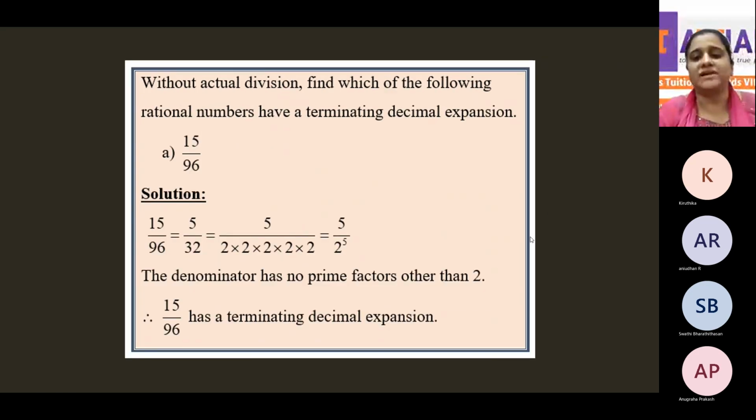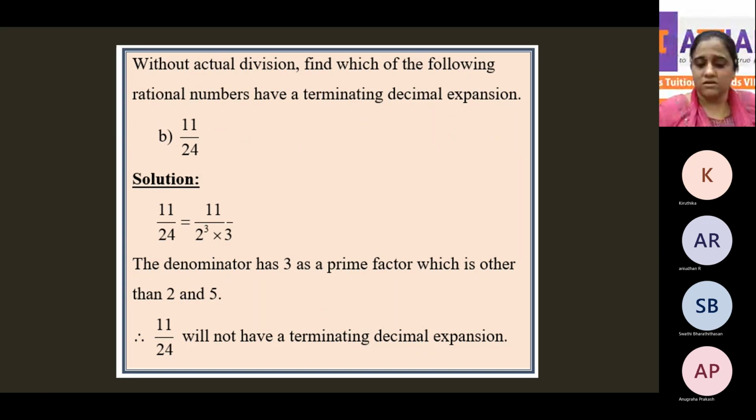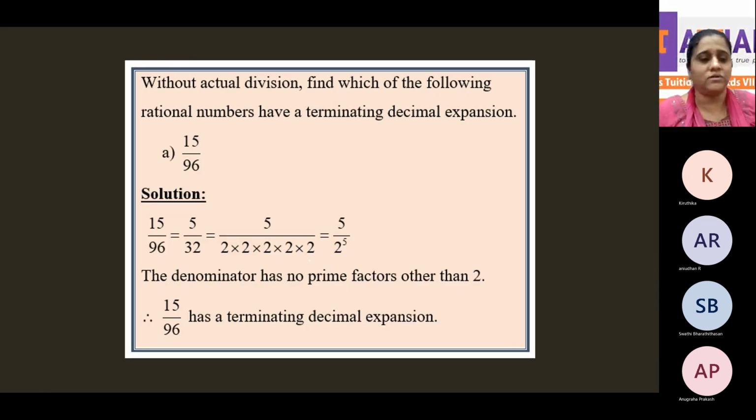So these slides I'll share with you. You should understand and then complete all this. Let me show you how to present the first one. 15 by 96, just cancel. I cannot show the cancelling here, so directly you can see 5 by 32, because when I prepare on Word, I cannot slash it like this. This is actually 3 fives and 3 thirty-twos. That's what you see here, 5 by 32.